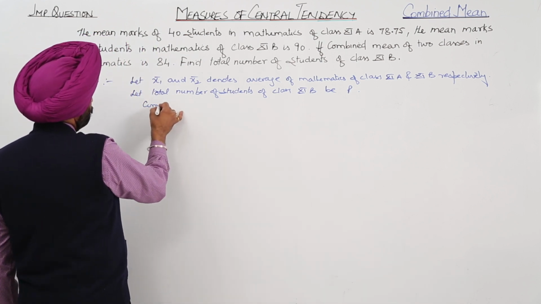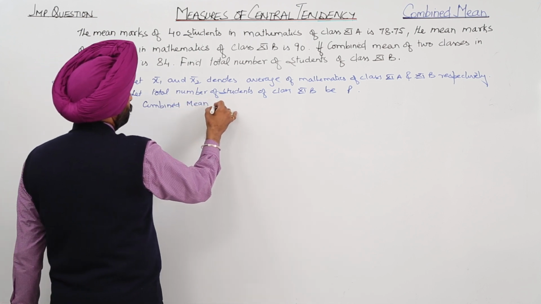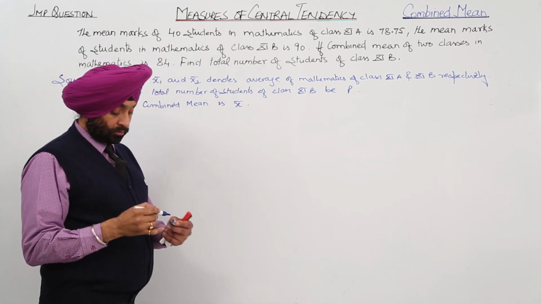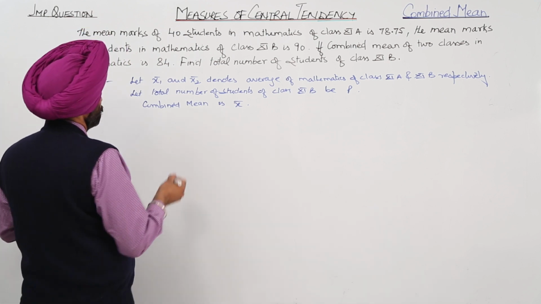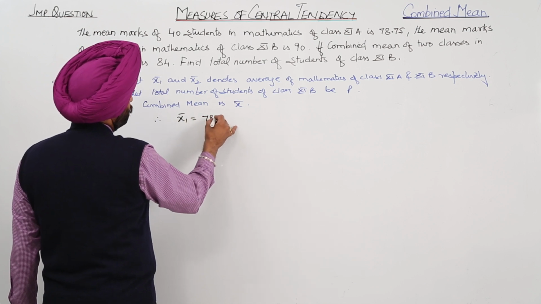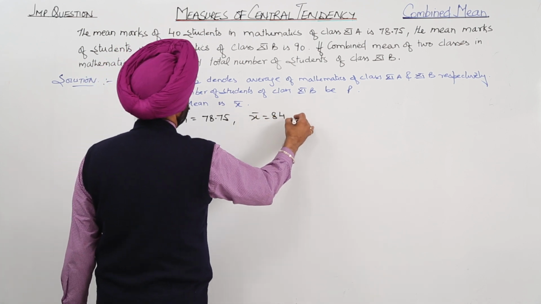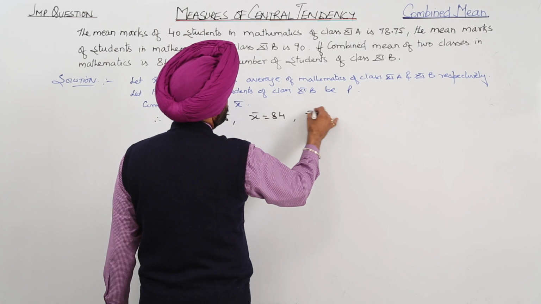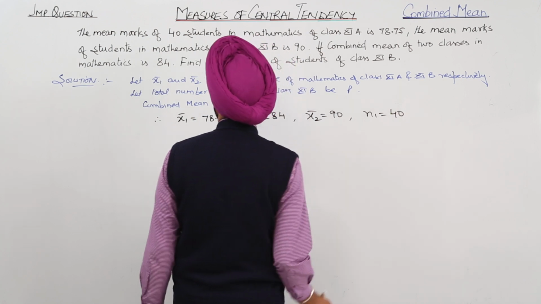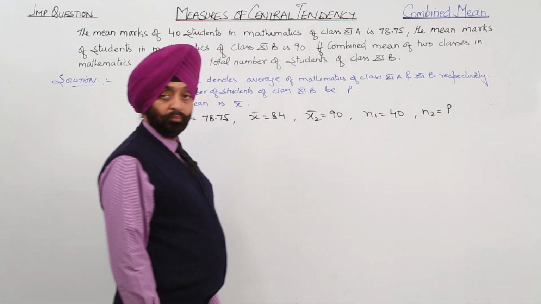The combined mean is given by x mean. Okay. Now therefore, x1 mean is 78.75, x mean is 84, x2 mean is 90, n1 is 40 and n2 we have to find, that is P.